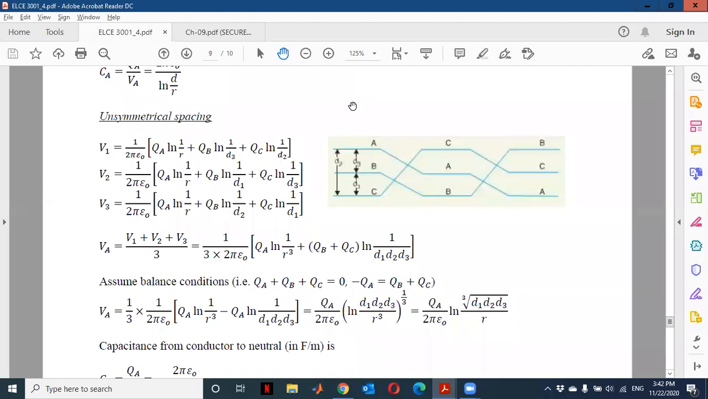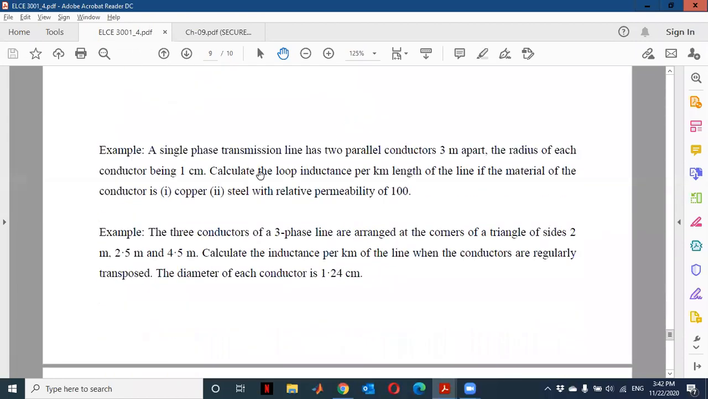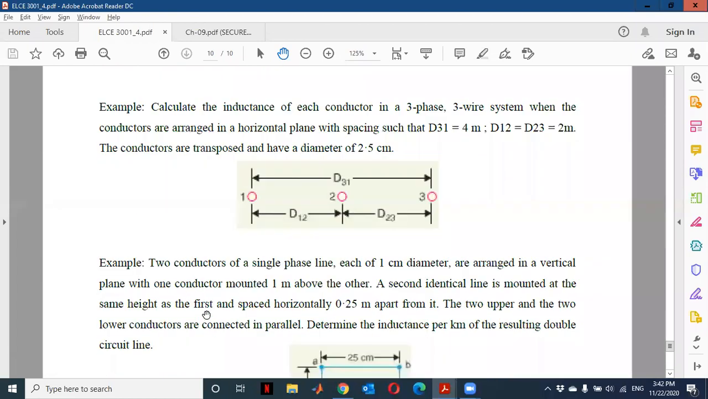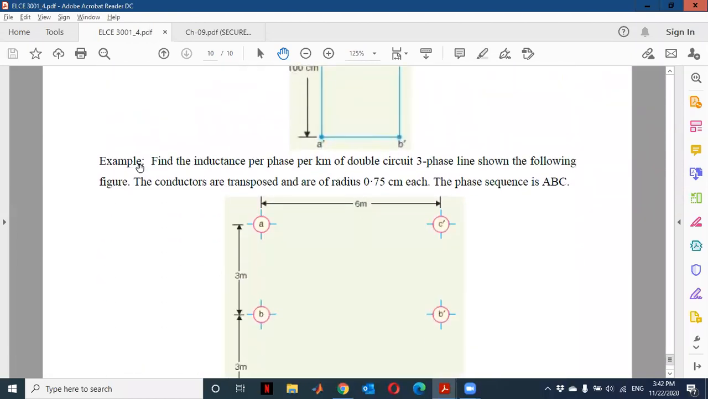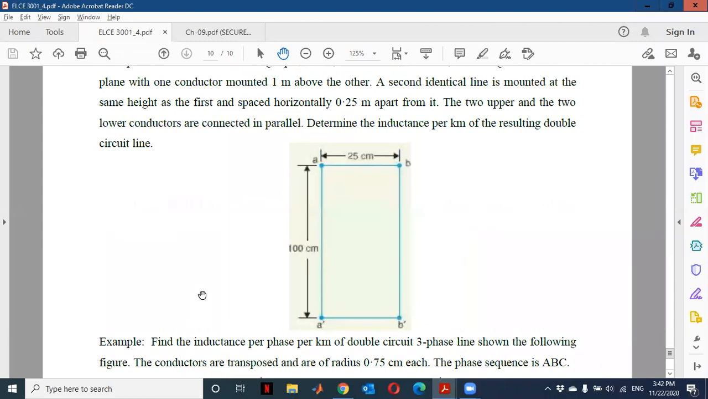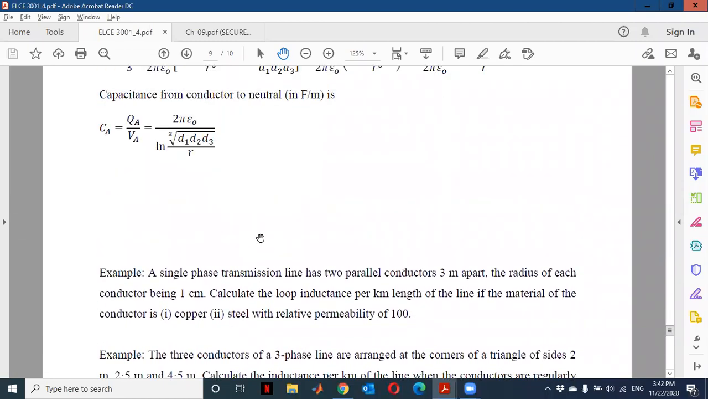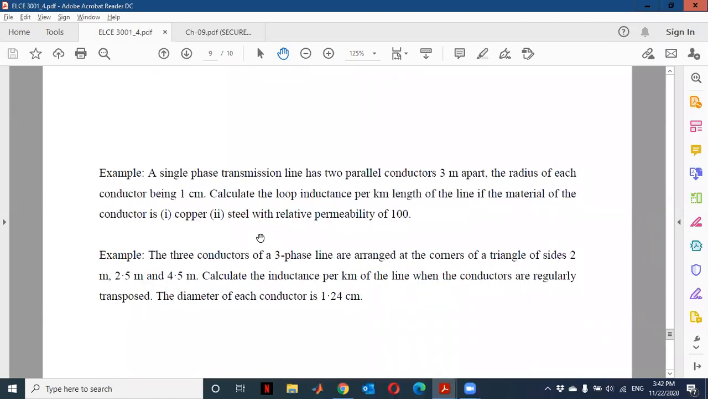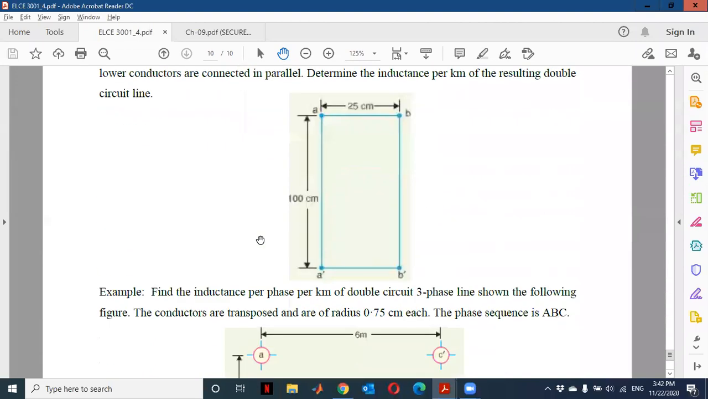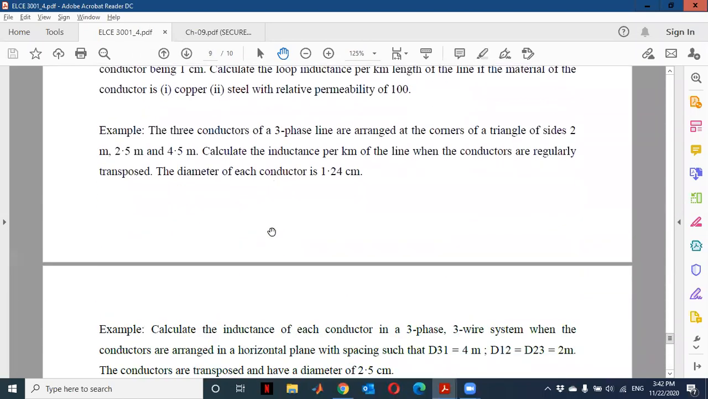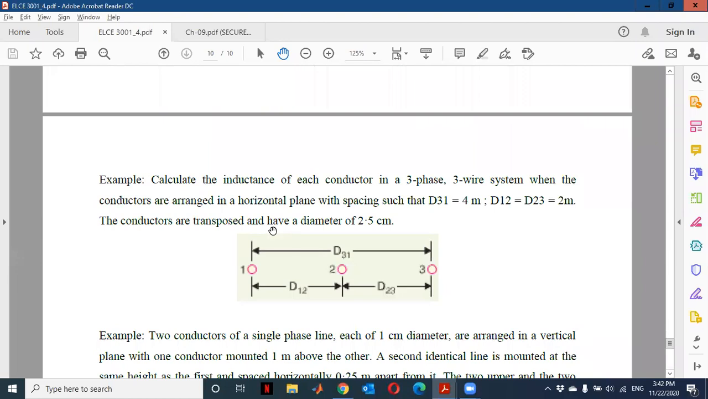Yes, it's clear. Okay, now please solve these examples. These examples are homework for you: 1, 2, 3, 4, and 5. We have 5 examples. Please solve them. They are very important. If you understand how to solve these examples, then you will understand all the lecture. Again, this subject is chapter 9 in our reference book.